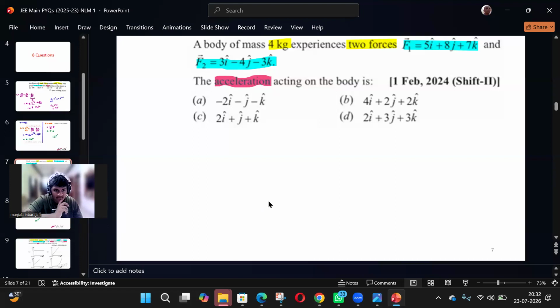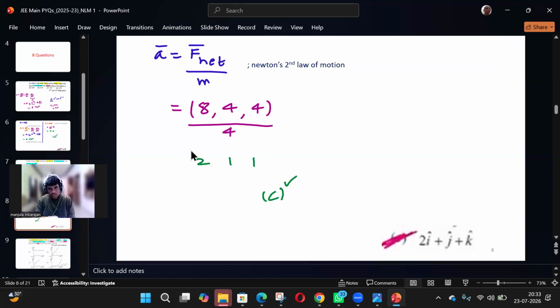Which is the answer, sir? Option C. Yeah, C is the correct answer. So F net I have written like this: 8, 4, 4. Instead of writing i cap, j cap, k cap, you can also write like this, which is 2, 1, 1. I took 4 common out, then divided by 4 kg.